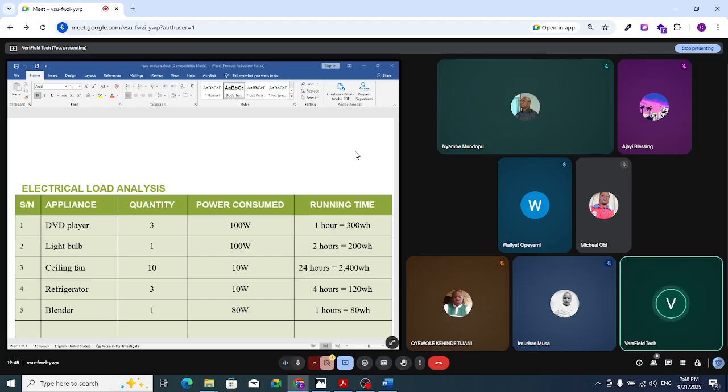So for those of you who will be joining the next training session, you will get to see the real difference between the backup time and the running time. They are both times, but they are not the same. They don't perform the same duty or function in your system design. Each one has its own specific role when you are talking about your solar power system designs. So, three things to consider: quantity of appliance, power consumed by the appliance, and running time of the appliance.